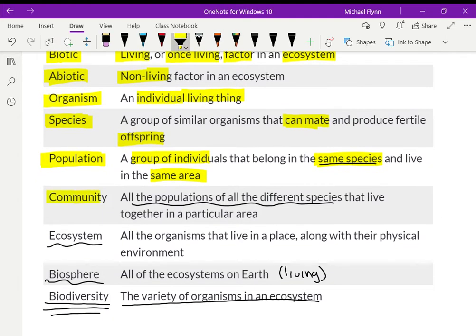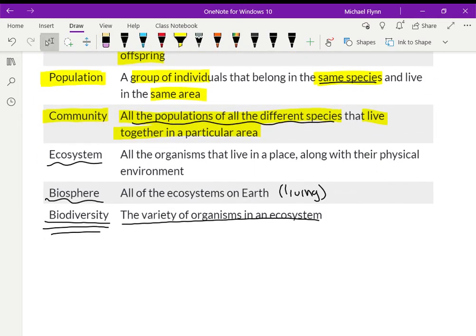A community, on the other hand, means something slightly different in ecology compared to how we normally use this word. A community is all the populations of all the different species. So the community of Ottawa in ecological terms would include the maple trees, the grass, the mosquitoes, all the different populations of all the animals and plants, including ourselves, even right down to bacteria. All of those populations put together make up what we call a community, and they live together in a particular area.